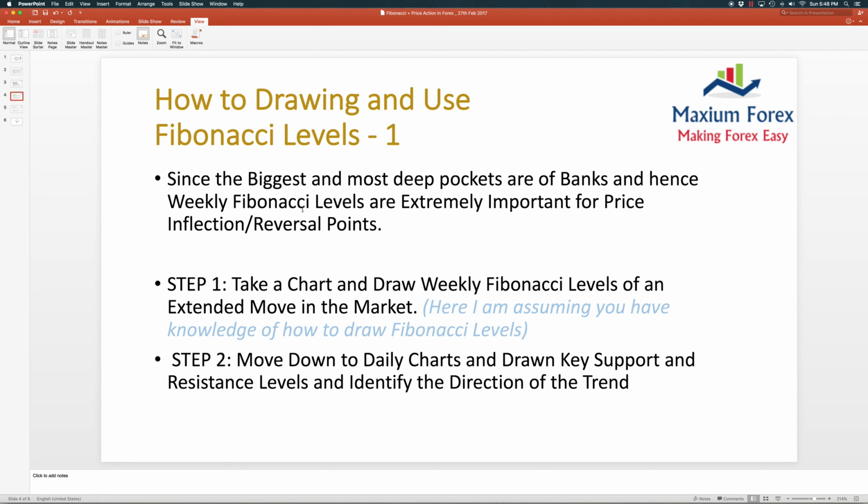Now move down to the same chart, you move down to the daily chart and draw the key support and resistance levels to identify the direction of the trend. This is one important thing you need to keep in mind. I have a lot of other courses, a lot of other tutorials that will be coming up showing you how to identify the direction of the market. So you move down to the daily chart and identify the key levels of support and resistance.